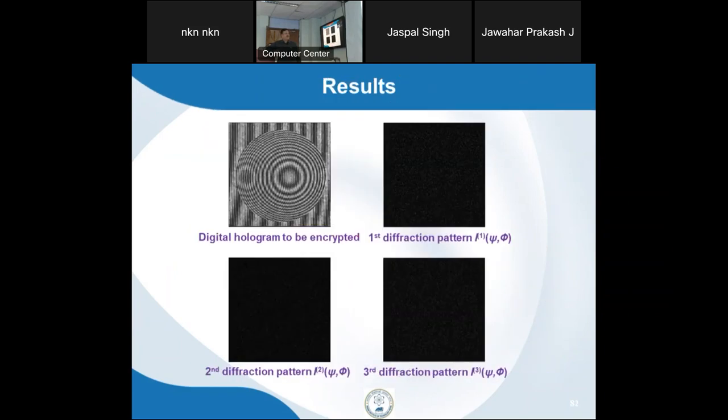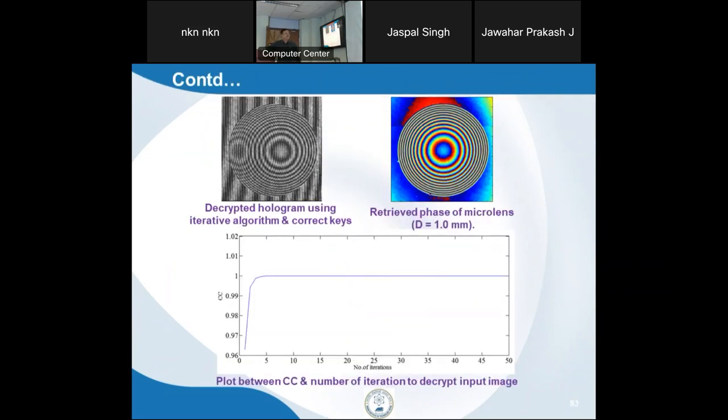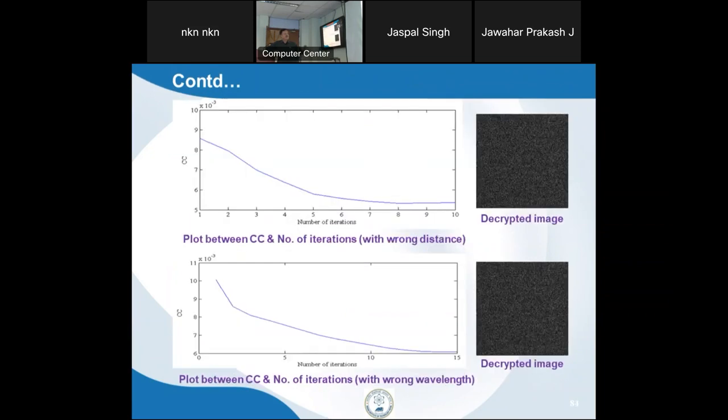This was the digital hologram of a micro lens. This is the first diffraction here. It is not visible, the intensity is very poor in all these cases. This is the retrieved phase of this micro lens we have calculated. You can plot them and see where it is at wrong distance and correct distance, the distance becomes an additional key. And here the wavelength is wrong. Wavelength is another key to the system.